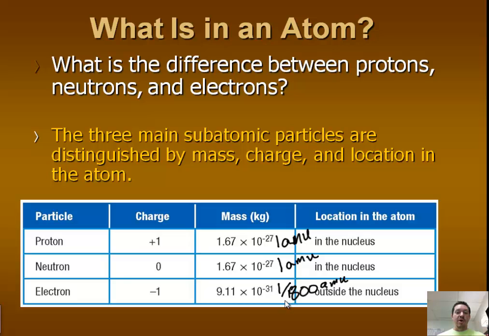So it has a considerably smaller mass. Typically when we calculate the mass number, we ignore the mass of an electron entirely. So we just count the proton and neutron's mass to determine the mass of an atom. The electrons are located outside of the nucleus.